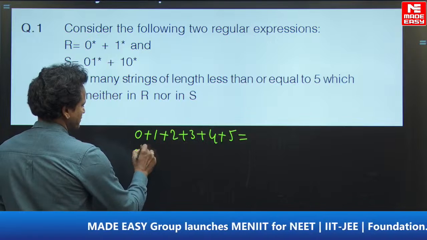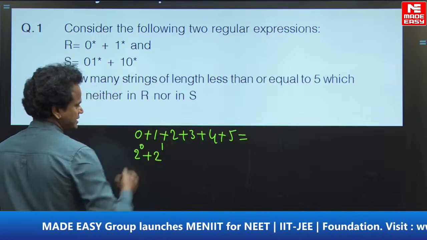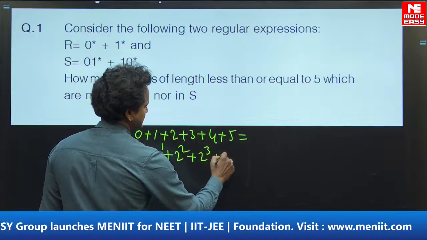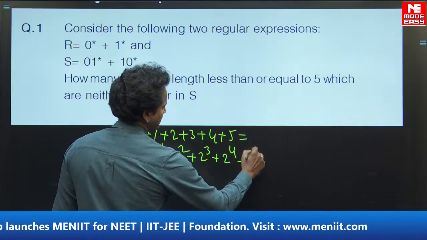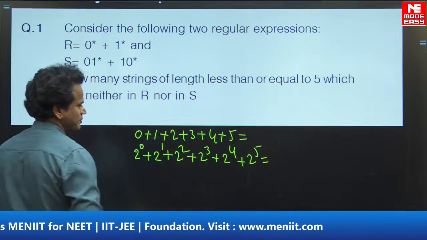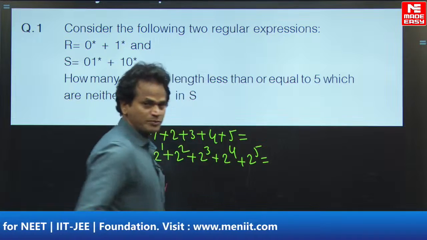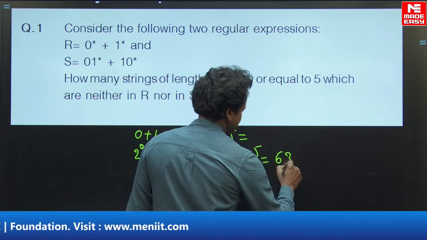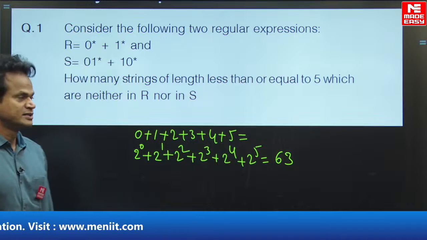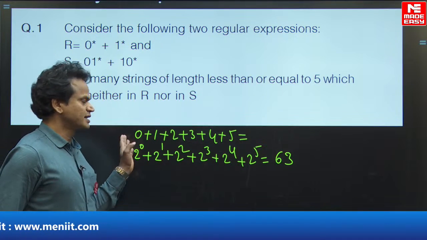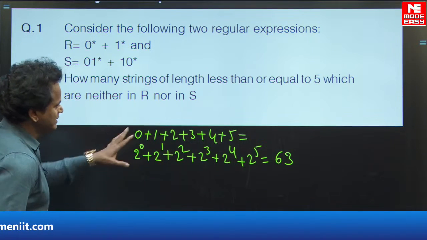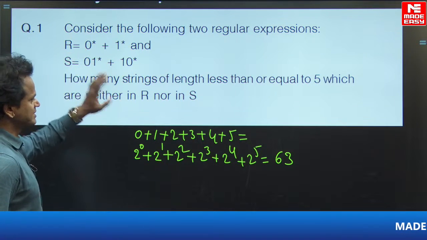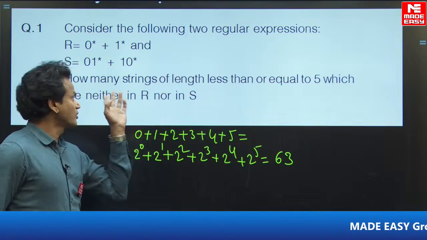So this is 2 power 0. There are two strings of length 1, there are 2 square, 2 cube strings of length 3, 2 power 4 and 2 power 5. This is in geometric progression. You will have a into r power n minus 1 by r minus 1. If you use that formula, you will get 63 different strings of length less than or equal to 5. Now, among these, how many strings are in R, how many strings in S, and the strings which are not in R and not in S.